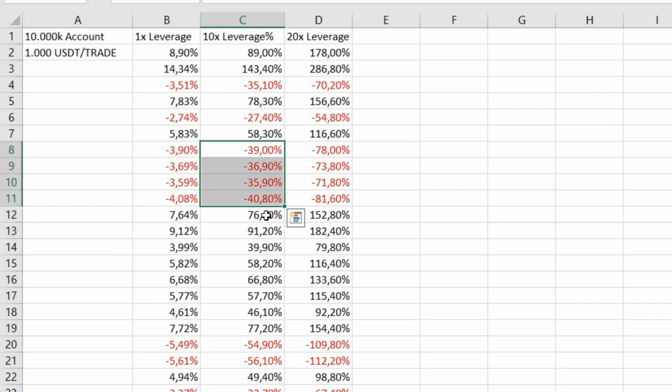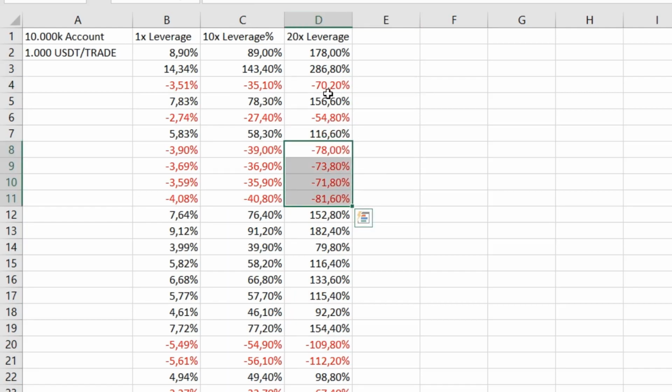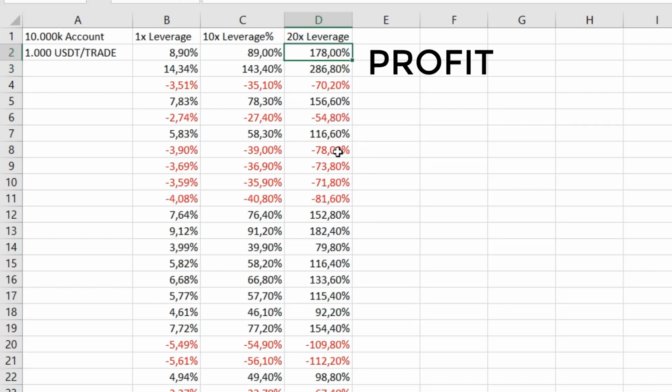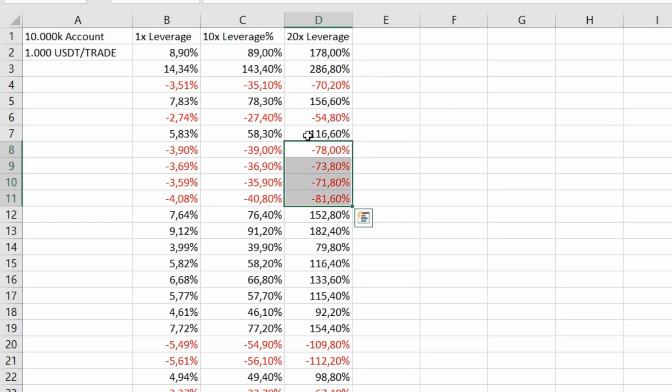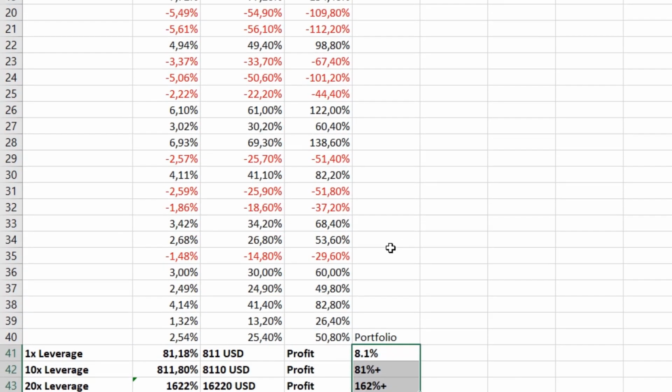That's why I mentioned that 20x leverage would be really critical. For people who like to trade riskily, they can, of course, do it because here we have trades with 286%, 178% minus. But losing 4 trades to such an extent is not for everyone. And below the calculations, you can see the profits. Also, what I showed you, how much goes into the portfolio.